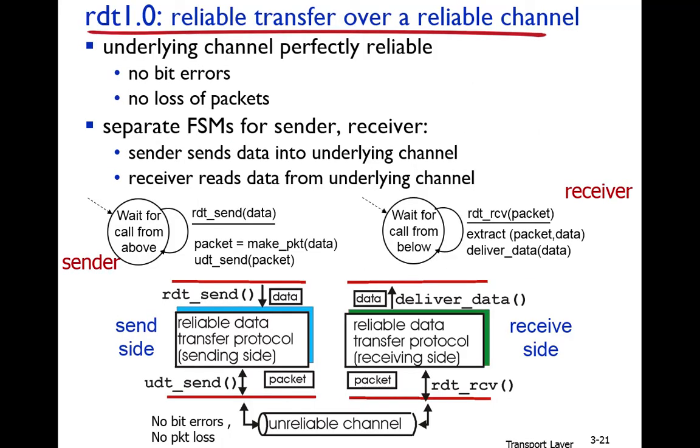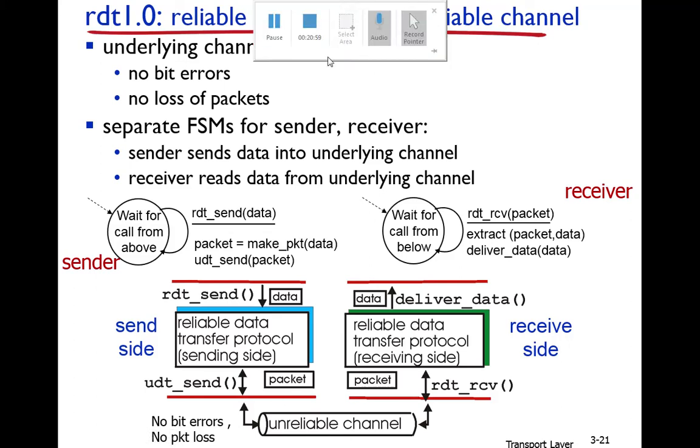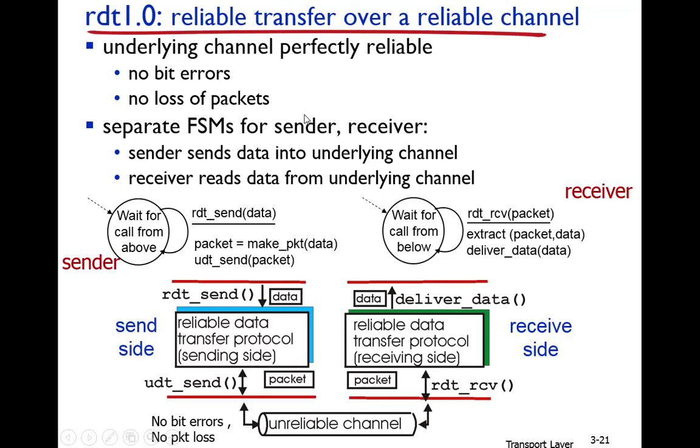Now we are going to discuss the first RTDT protocol, that is RTDT 1.0. In RTDT 1.0 we assume that the underlying channel is perfectly reliable. What does it mean? That there is no bit error, there is no packet loss, and there is no out of order. Let me explain it.